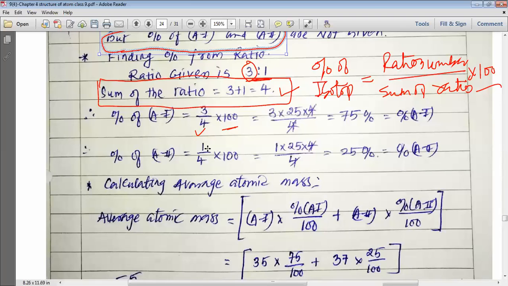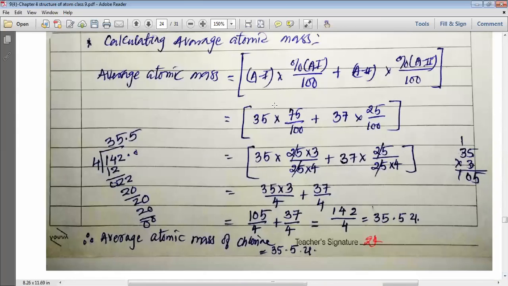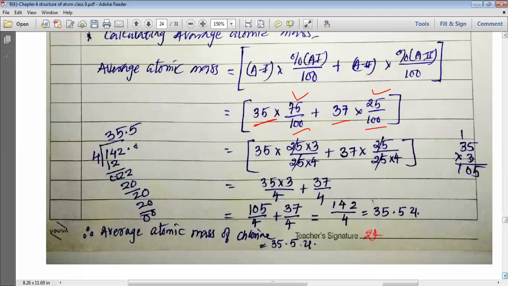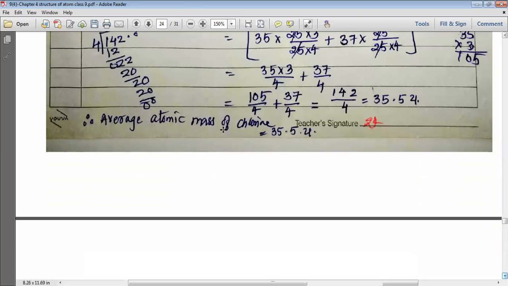For the second isotope, the ratio number is 1, the sum of the ratio is 4, multiplied by 100. And that is how we got 75% for isotope 1 and 25% for isotope 2. And then we put in the values. The atomic mass of isotope 1 was 35 and it has 75% divided by 100. The second isotope had the mass 37 u and it was 25%, divided by 100. By doing all the required calculation, we find that the average atomic mass of chlorine is 35.5.